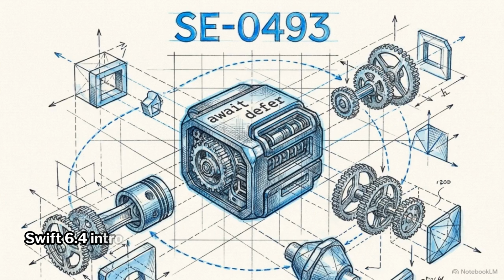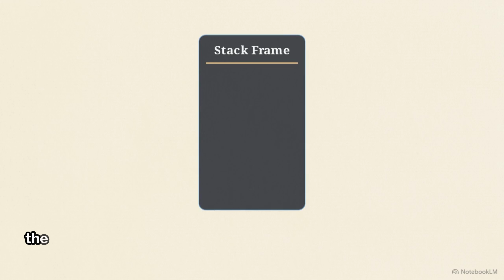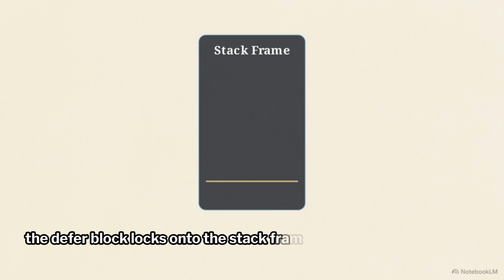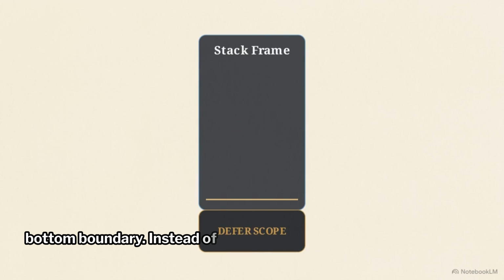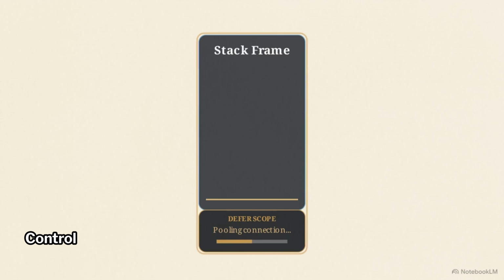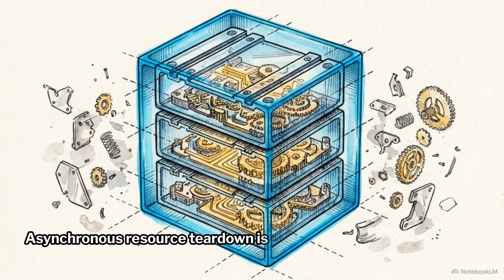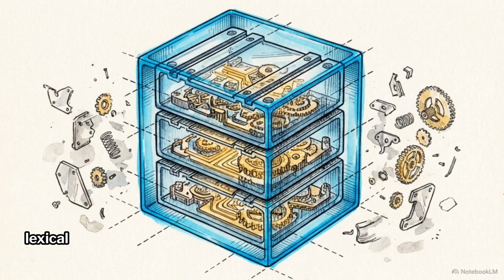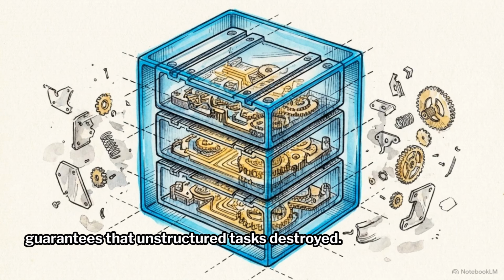Swift 6.4 introduces SE0493, which allows await inside defer blocks within any asynchronous function. When the function reaches its exit, the defer block locks onto the stack frame's bottom boundary. Instead of severing the cleanup, the frame merges it into its own lifetime. Control returns to the parent only after the connection is pooled and the frame dissolves. Asynchronous resource teardown is now tied directly to the function's lexical scope, restoring the lifetime guarantees that unstructured tasks destroyed.